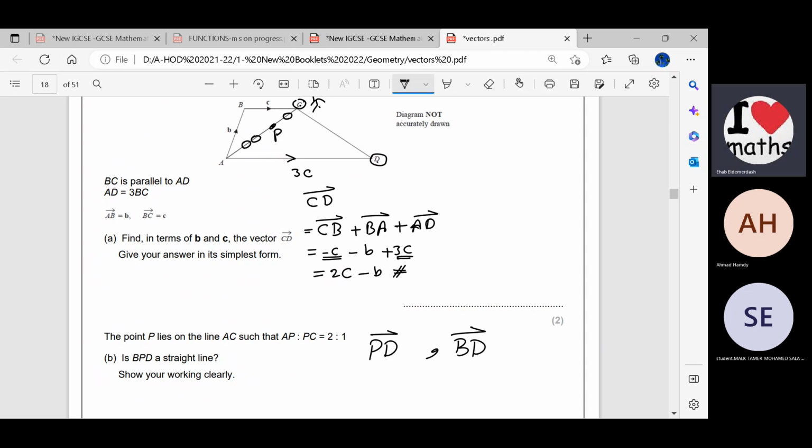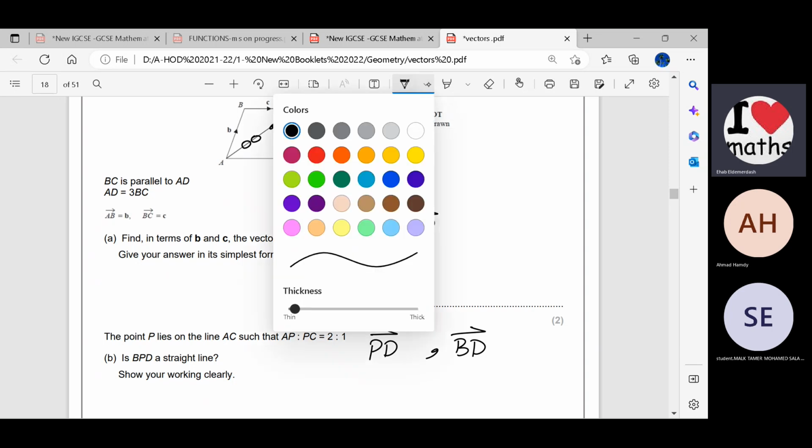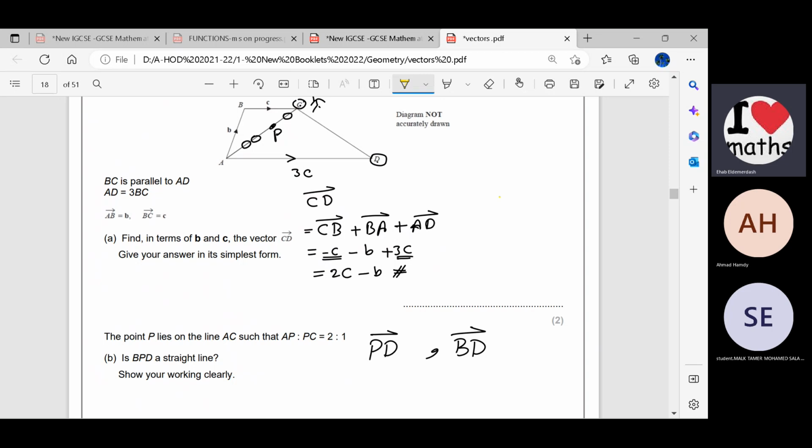If I find these two vectors are parallel, it will give me the meaning that the 3 points are on the same straight line. But if they are not parallel, that means they are not on the same straight line. Let's try to find out PD. I want to walk from the point P to the point D. I need any one of you please to help me.